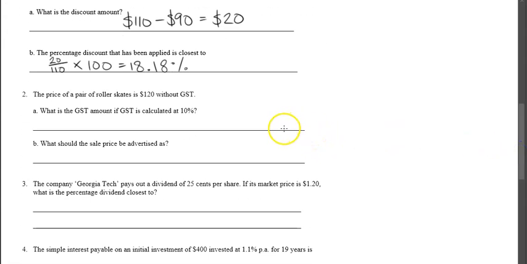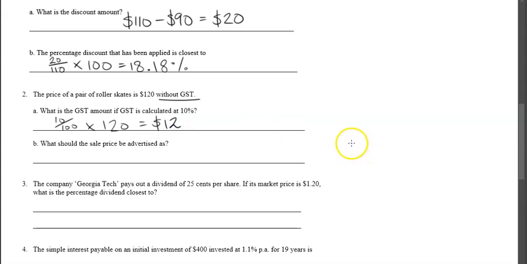Question 2, a price of a pair of roller skates is $120 without GST. What is the GST amount if GST is calculated at 10%? We just need to find 10% or 10 over 100 of the price of the skates. This will total to $12.